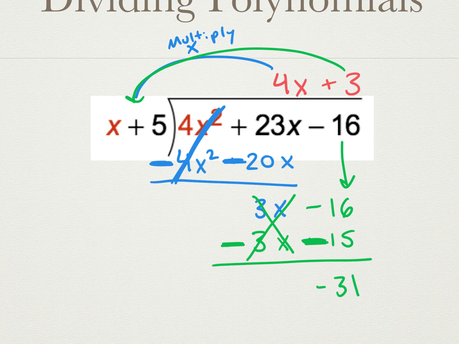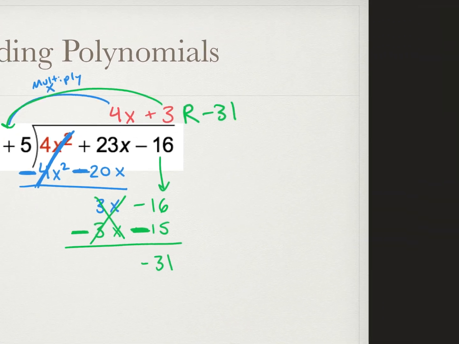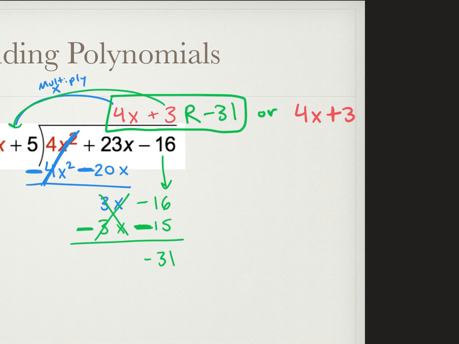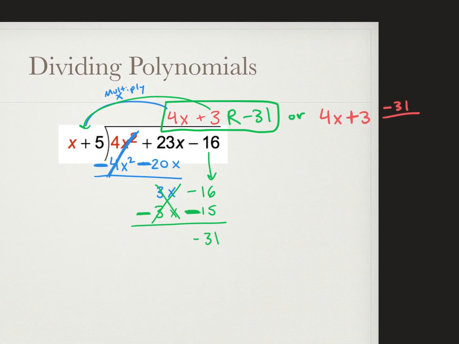It's the remainder. So I would write remainder negative 31. So you can write your answer just like this, or we could write our answer as 4x plus 3. And then instead of putting remainder 31, we write it as a fraction. So it would be negative 31 over whatever we divided by, so x plus 5.